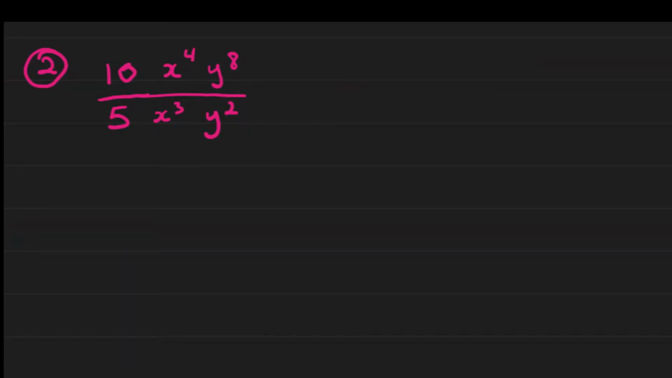This question, we have the same base in the numerator and denominator, so we can apply the law. Let's see. 5 into 5, 1. 5 into 10, 2. x to the power 4 divided by x to the power 3. We're going to subtract the powers. 4 take away 3, which is 1. Then y to the power 8 divided by y squared. We're going to subtract the powers. 8 take away 2, which is 6.